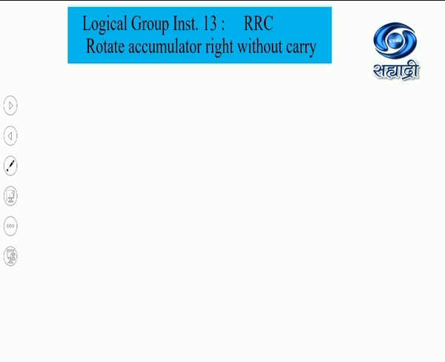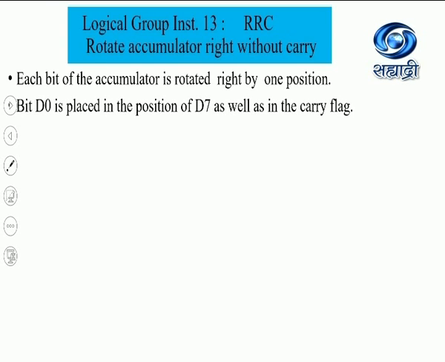Next, logical operation, that is rotate operation. Now, there are 4 rotate instructions. All these instructions work on the data which is in accumulator only. Rotate accumulator right without carry. So RRC, rotate right without carry. So even if letter C is there in the instruction, the meaning is opposite, rotate right without carry. Each bit of accumulator is rotated right by 1 position.